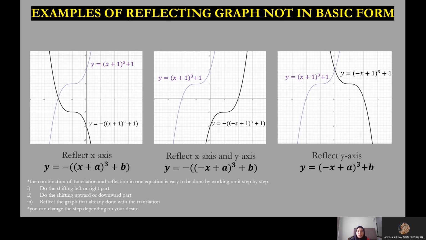So here we can look at the difference between reflecting through the x-axis and reflecting through the y-axis. The middle one is the graph where we combine everything in one equation. We have the reflecting and also the translation part. So to do the equation, we need to follow step by step: do the shifting part first, and then continue with the reflecting.